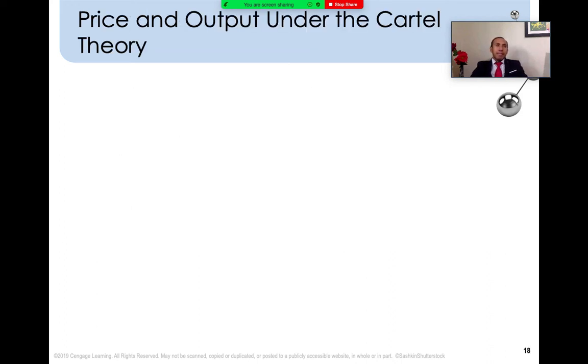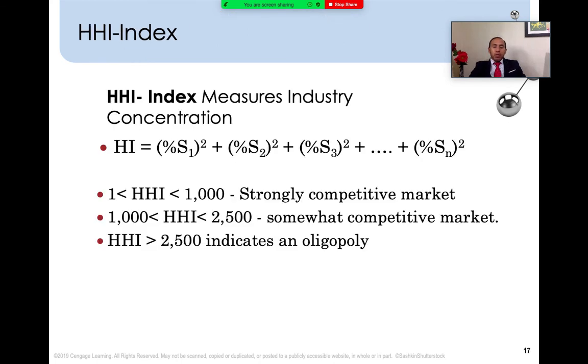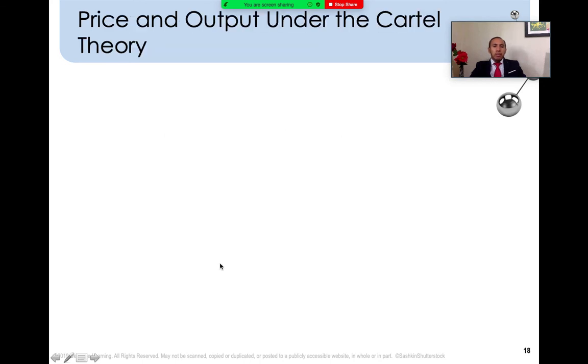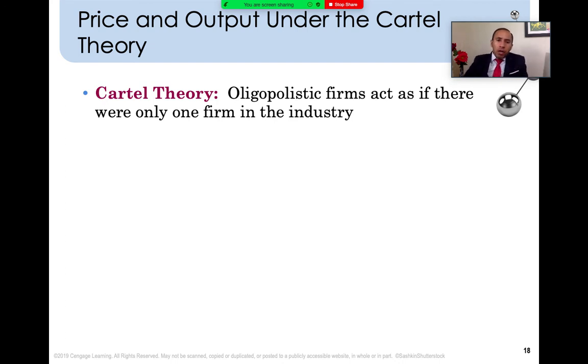When we're looking at the scenarios, one of the strongest forms of market concentration is cartels. Cartels are a group of firms that work together and jointly increase their profits. The cartel theory in oligopolistic markets indicates that many firms or many sellers tend to work together in the industry as one main organization, as one main firm.